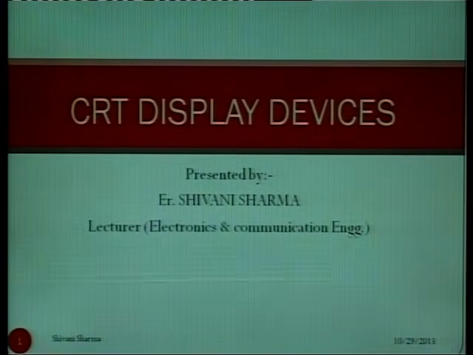Good morning. Today we are going to discuss CRT display devices. In this session we are covering the various monitors and the types of monitors, and we are giving more emphasis to CRT displays, meaning cathode ray tube display devices.